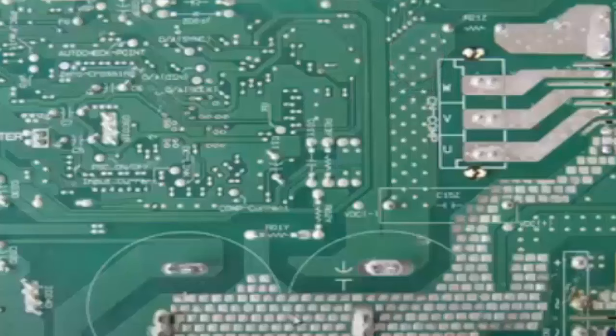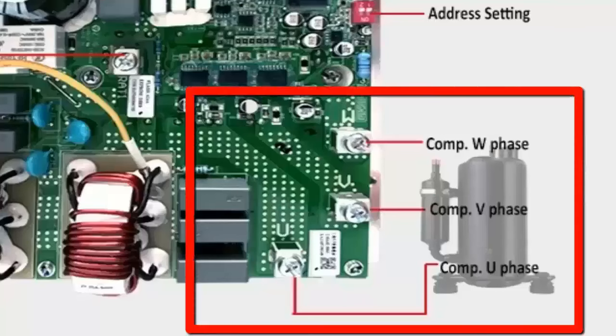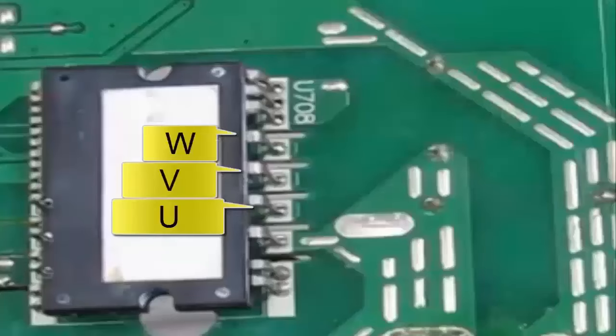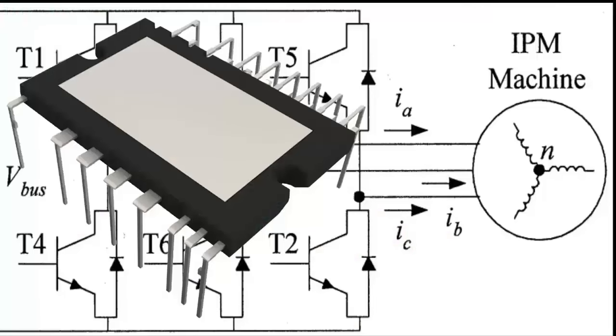5. Identify the output points U, V, W. These can be identified by following the tracks from the compressor connectors to the IPM electronic circuit. 6. Set the multimeter to the diode scale. 7. The IPM electronic circuit is internally composed of 6 IGBT transistors, each containing a diode that we will test.